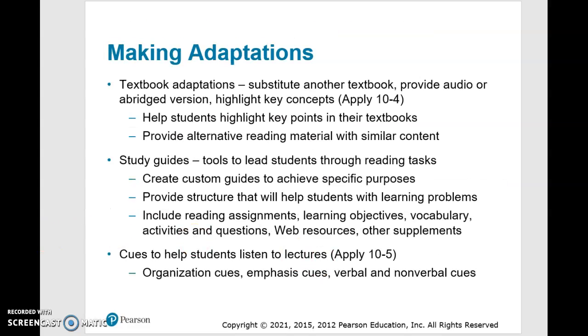So then a couple ways to make adaptations. Oh, I'm already there. I kept trying to move ahead. So you could think about substituting another textbook if you needed to, providing audio or videos, abridged versions, highlighting key concepts, stuff like that. And you might have to teach students at the beginning how to highlight key points because otherwise, guess what? If you give them a highlighter and you say, okay, go ahead and highlight, what do you think they're going to do?